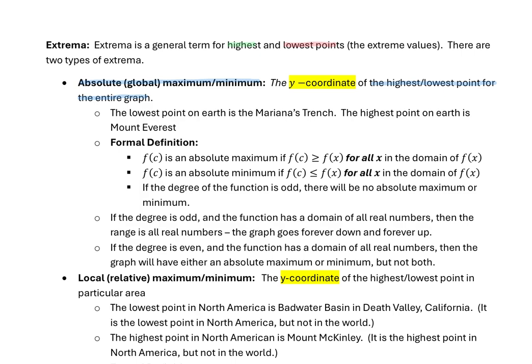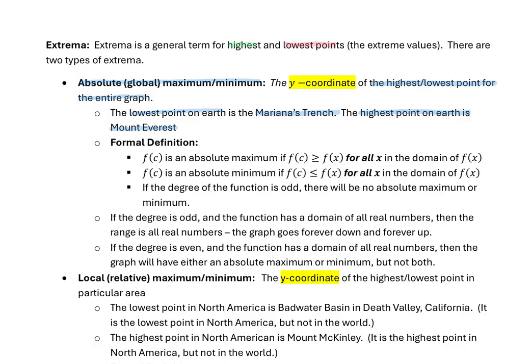All right, so let's talk about a real life example. When we talk about the lowest point on Earth, this is kind of why we call it global sometimes, it is the Marianas Trench in the Pacific. The highest point on Earth is Mount Everest. Okay, so globally, these are the highest and lowest points. We refer to them as absolute maximums and minimums. All right, so now let's go back to math, okay?